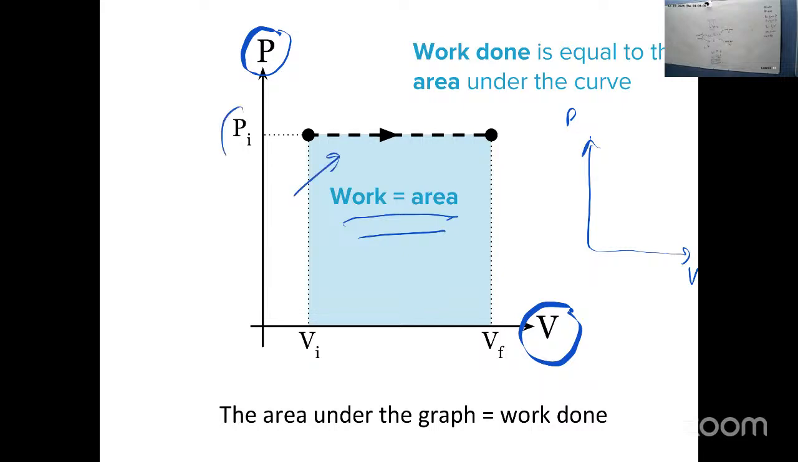This graph shows pressure staying constant but the volume changing. My question is, pressure changing but the volume constant. A vertical line. Remember, all lines are straight. So a vertical line is better. What's the area under that graph? No area. So what does that mean? No work done.